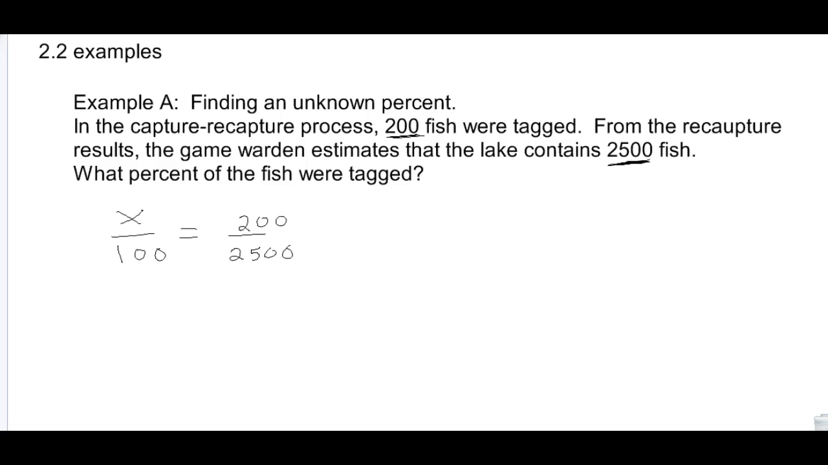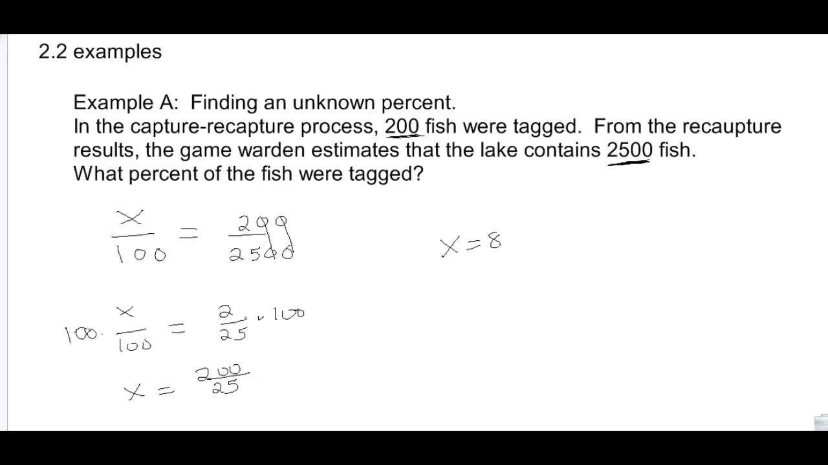All right, so now I've got x over 100 equals 200 over 2,500. To make this a little bit easier, I'm going to cross out those zeros. So I can say that x over 100 is the same as 2 out of 25. All right, then multiply both sides by 100, and I would get x equals 2 times 100 over 25, so it would be 200 over 25. And how many times is 25 going to 200? Well, how many quarters go into $2? That would be 8. So we'd say x equals 8.